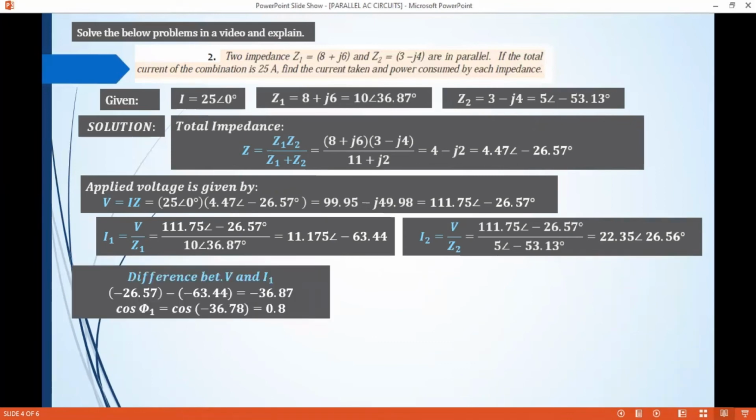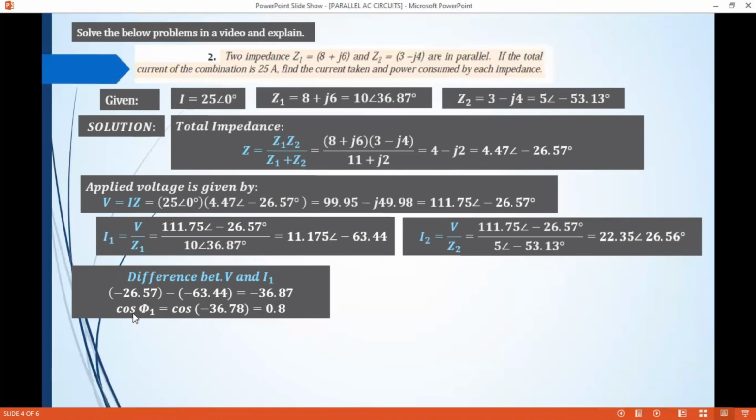Next is we will solve for the difference between the V and the I1. So that is the phase difference between V and the I1. So we will just subtract: negative 26.57, which is the V here, minus negative 63.44, which is the angle for the I1. So we have negative 36.87.